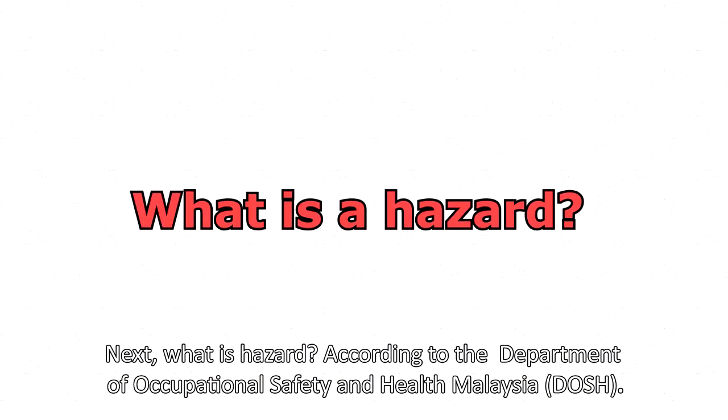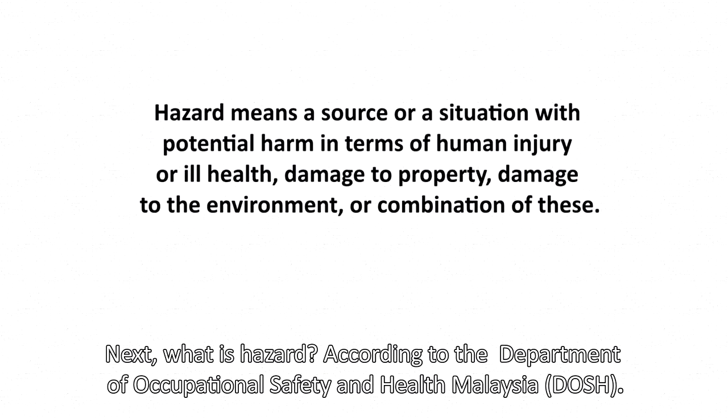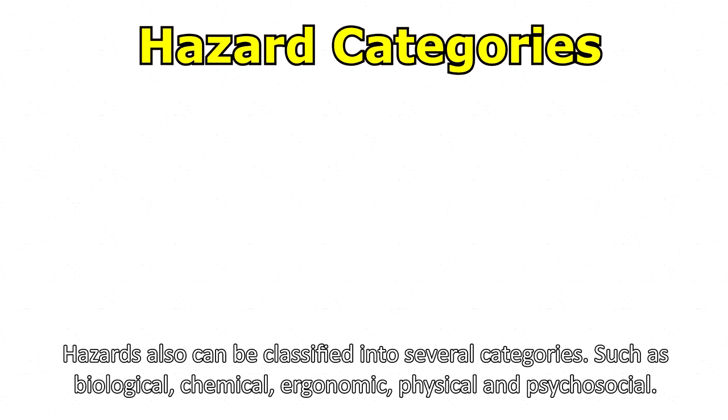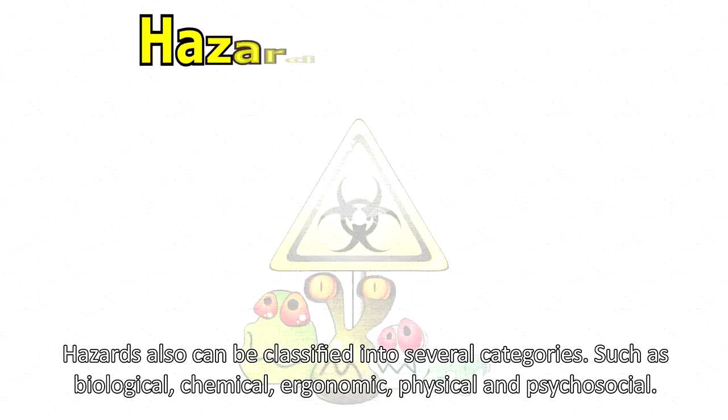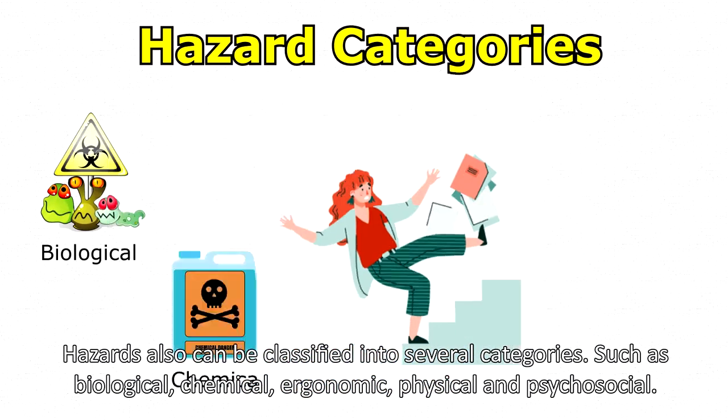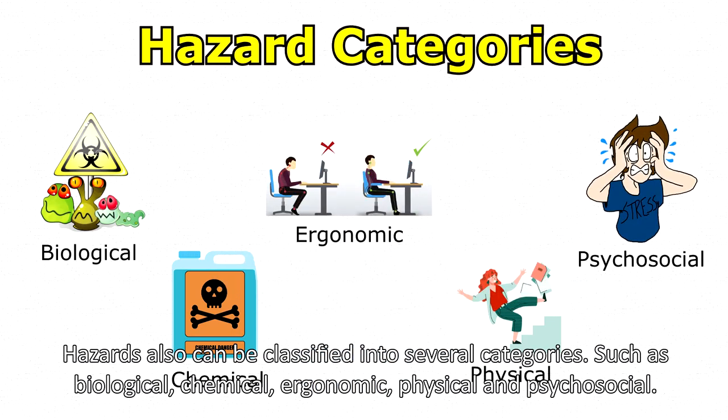Next, what is hazards? According to the Department of Occupational Safety and Health Malaysia, hazards means a source or a situation with potential harm in terms of human injury or ill health, damage to property, damage to the environment, or a combination of these. Hazard can also be classified into several categories, such as biological, chemical, ergonomic, physical, and psychosocial.